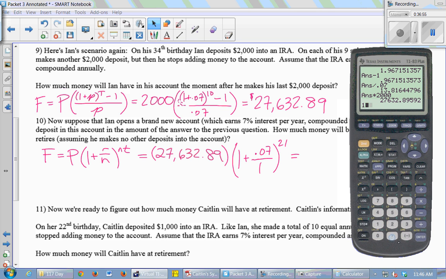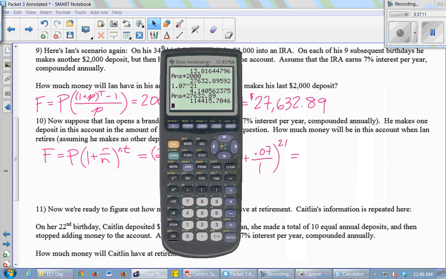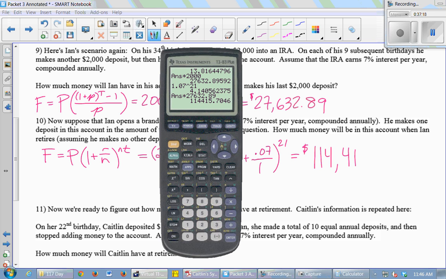All right, so I have 1.07, just doing what's in the parentheses first. Raise that to the 21 and multiply by my principal, $27,632.89. All right, so in this retirement account, when he retires, he will have access to $114,415.70. Okay. All from an initial investment of $20,000. Not bad.